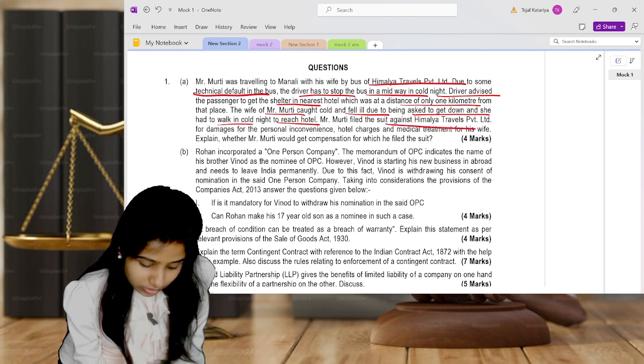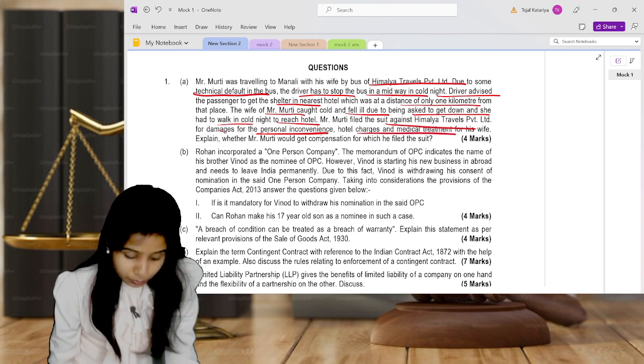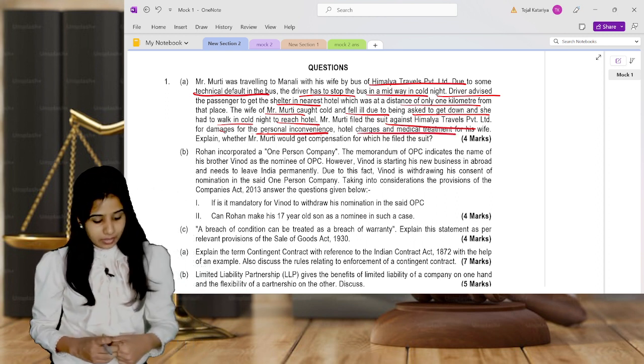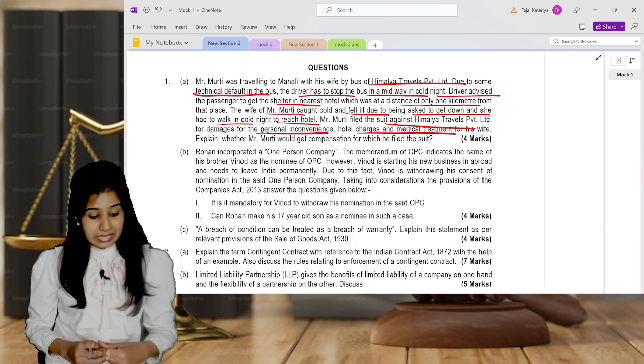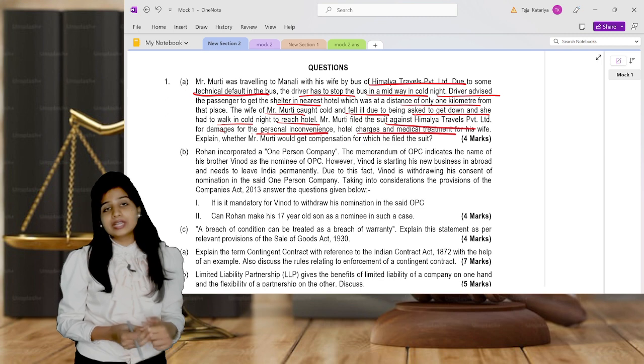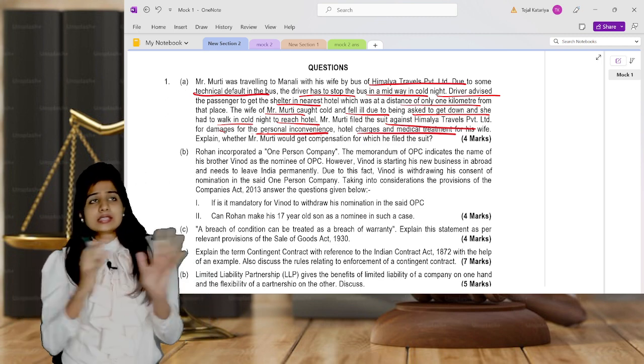Mr. Murthy filed a suit against Himalaya Private Limited for damages for the personal inconvenience, plus hotel charges, plus medical treatment for his wife. So explain whether Mr. Murthy would get that compensation for which he filed the suit, yes or no. So let's understand first the scenario, the facts.